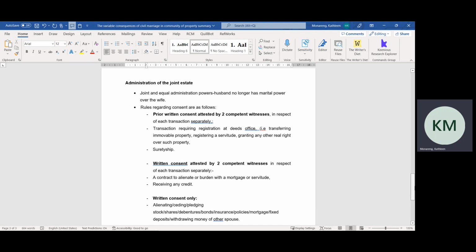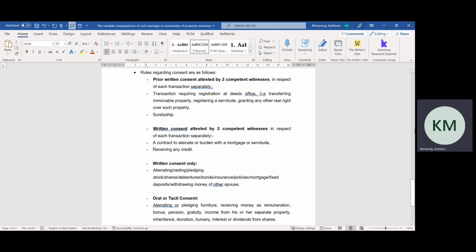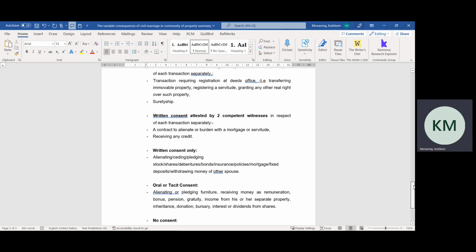When spouses who are in community of property undertake certain transactions, they must obtain either written consent, verbal consent, written consent with witnesses, or written consent without witnesses. For example, prior written consent, which must also have two competent witnesses, must be obtained if spouses are involved in an immovable property.